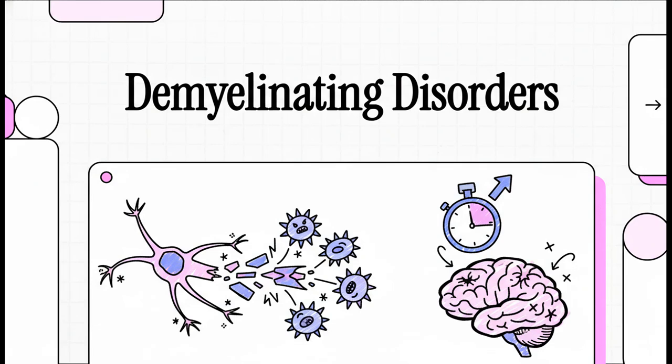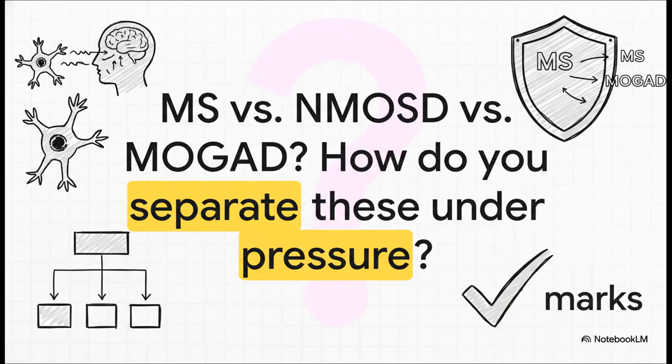All right, welcome. Today we are tackling some of the toughest, high-stakes topics that are pretty much guaranteed to pop up on your exams: demyelinating and autoimmune disorders. You know the feeling, right? You get a question about a patient with weakness or vision loss, and suddenly you're staring at this list of options that all sound the same. Being able to tell these apart under pressure is going to score you some seriously crucial marks.